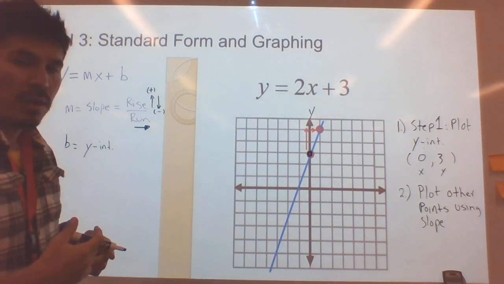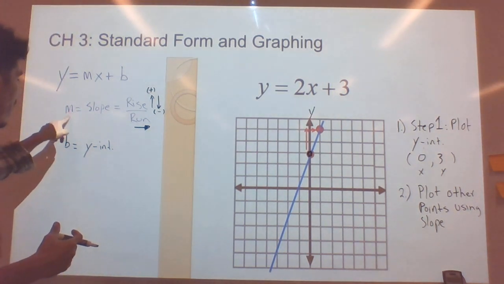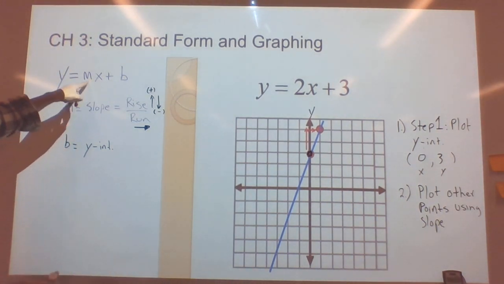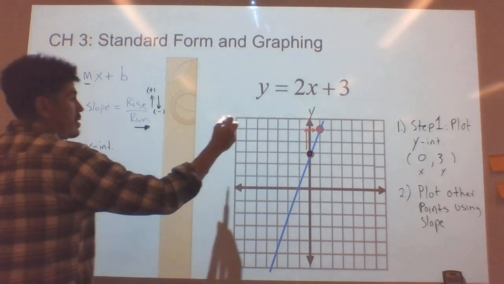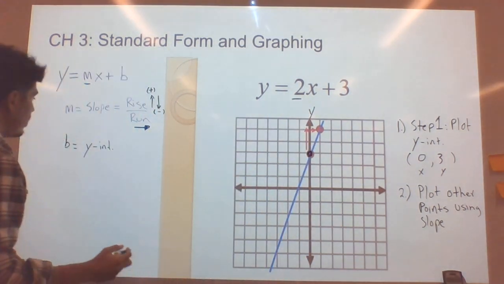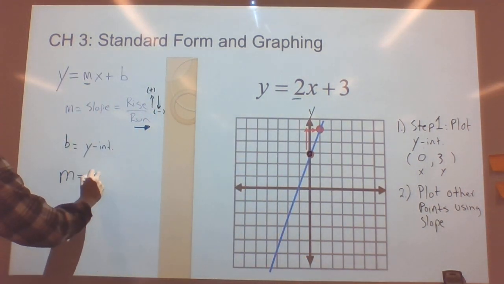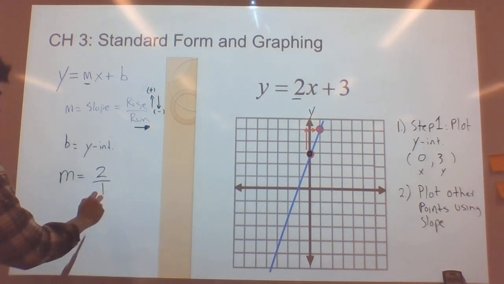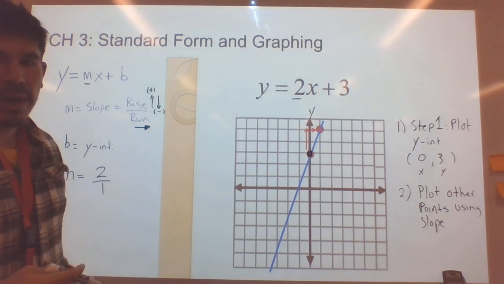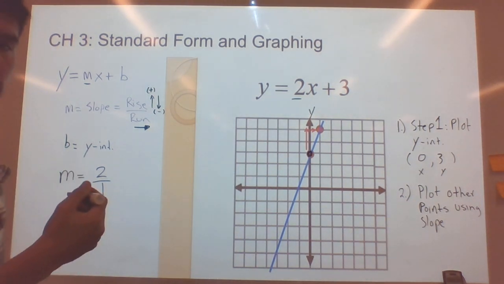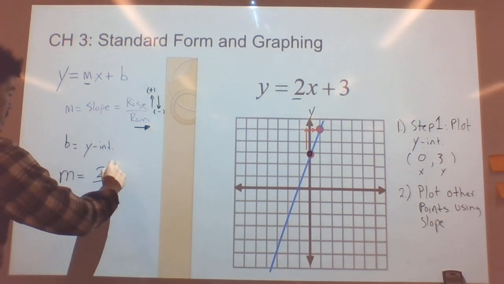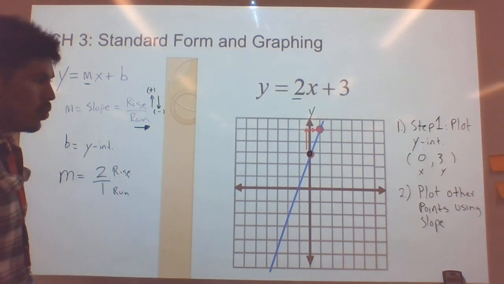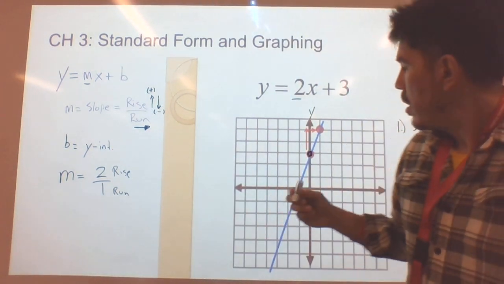So what is my slope? My slope is going to be m, which is the number in front of the x. There it is. So my slope in this case is m equals 2. But again, it's going to be 2 over 1. We want the slope to be in fraction form when we plot, because now we have my rise and your run. So how do we plot the other points?